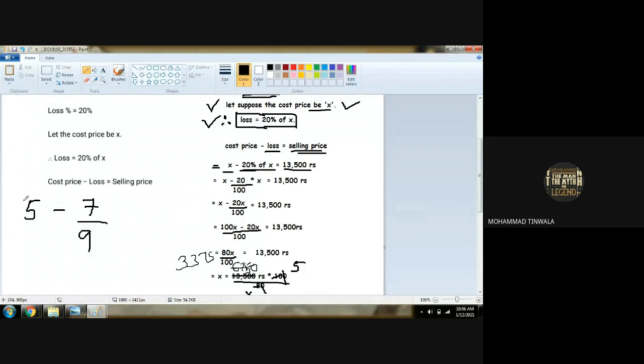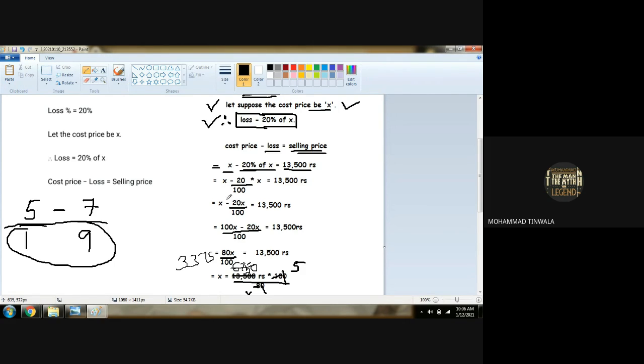Can we subtract 5 minus 7 directly upon 9? No. Any digit, any value in the fraction has a denominator. If there is nothing, it is automatically 1 in the denominator. So now can we have a fraction here? 5 upon 1 minus 7 upon 9. So now take LCM of the denominators and make the like fraction. So we did the same over here.